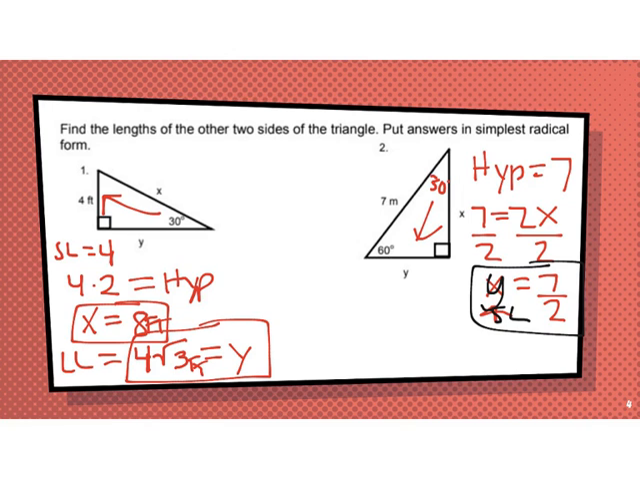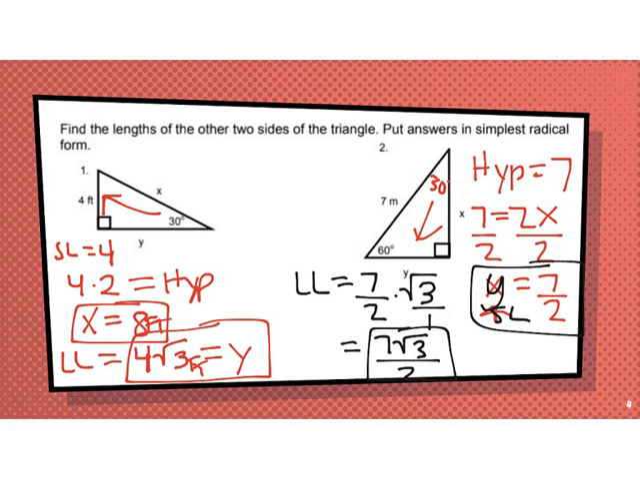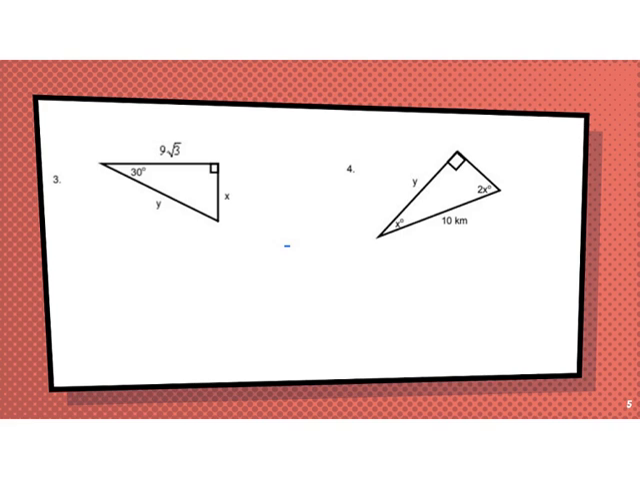So now I could take the short leg, and in order to get the long leg, I am now going to multiply that by the square root of 3. This is a fraction, so I'm just going to multiply: 7 square root 3 over 2. We can't simplify anything, so this is our long leg, which is also the value of y. It's a lot of practice, you guys. We'll be practicing this a lot in class too.